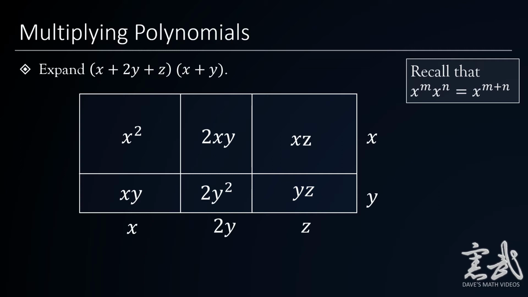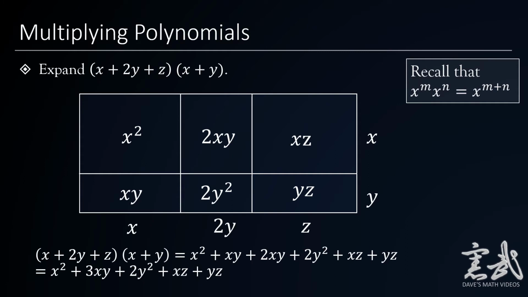We'll then move on to the second term of the first factor and multiply 2y by x to get 2xy. Then we'll multiply 2y by y to get 2y squared. After that, we will move on to the third term of the first factor and multiply z by x to get xz. And finally, we will multiply y by z to get yz. Again, the sum of all 6 of the small rectangles is equivalent to the area of the large rectangle. So all we have to do is to sum up each of these smaller rectangles.